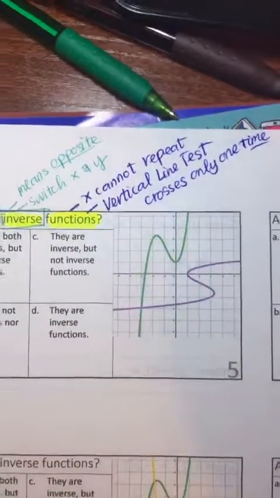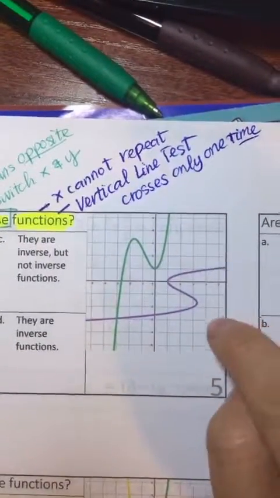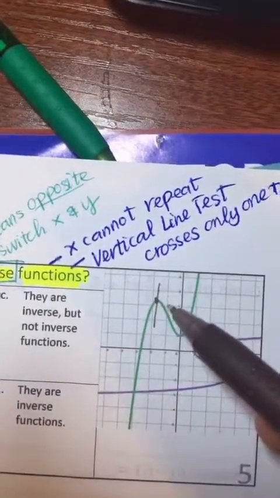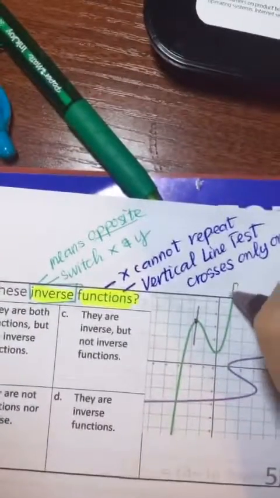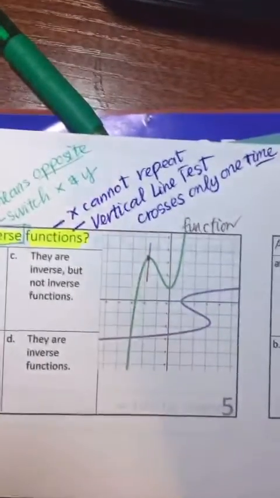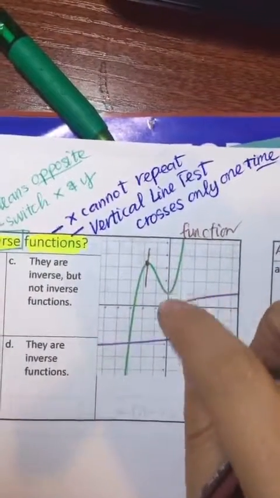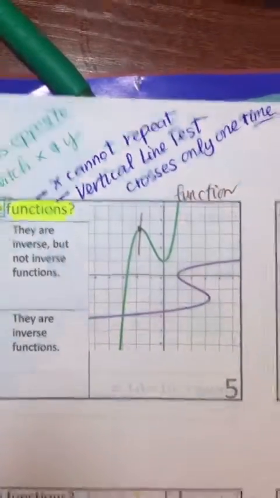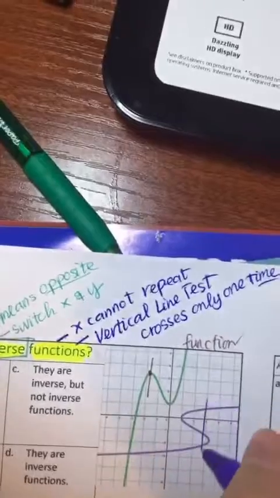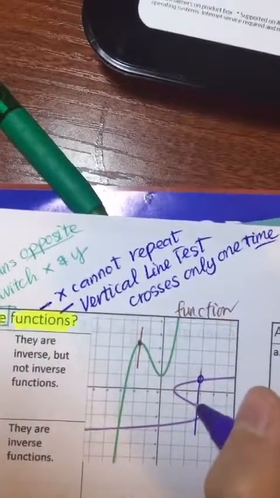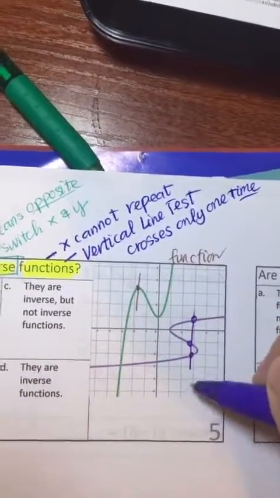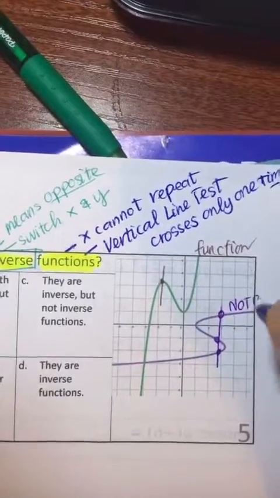So let's go ahead and take a look at these functions. We have the green function and the purple function. Okay, so the green function is a function because the vertical line test is passing. It only crosses one time every time I draw the vertical line. Okay, what about the purple function right here? If I draw the vertical line, I notice here I have a crossing point, here I have a point, here I have a point. So it crosses the graph multiple times. Therefore, this one is not a function.